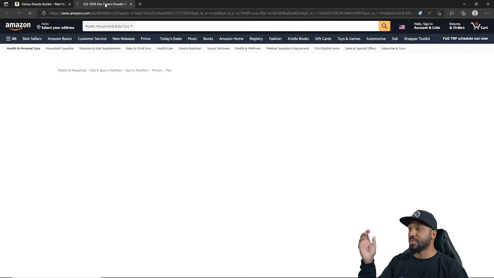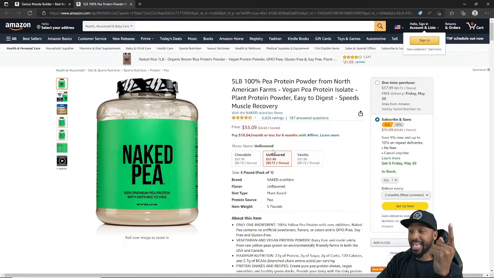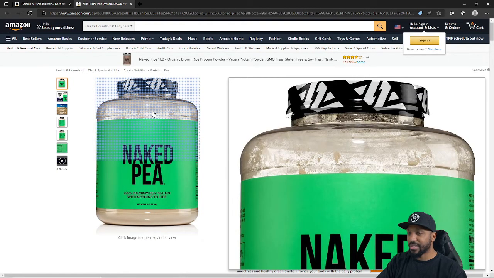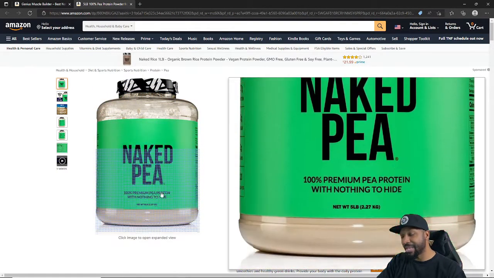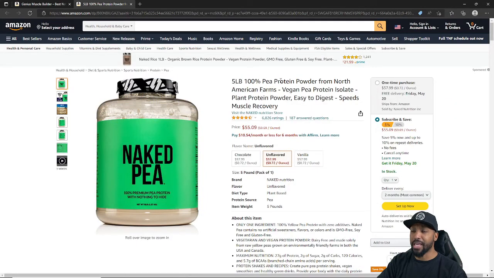I'm gonna open up this one. 5 pound. You see how they answered? They answered the question I had. How big is it? It's 5 pounds. Beautiful. Okay. What does it look like? I can see what it looks like. My questions are answered. And look, it's edge to edge on that picture like we talked about. 5 pound pea protein powder from North American farms.